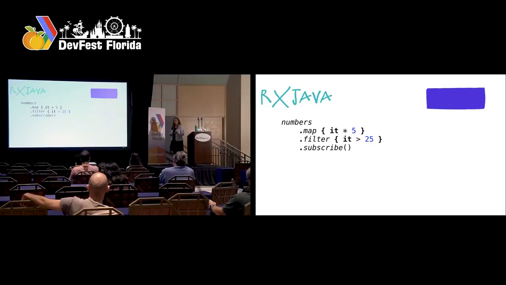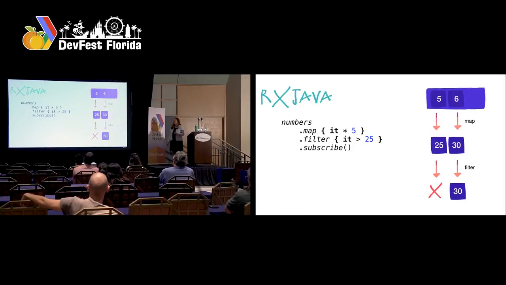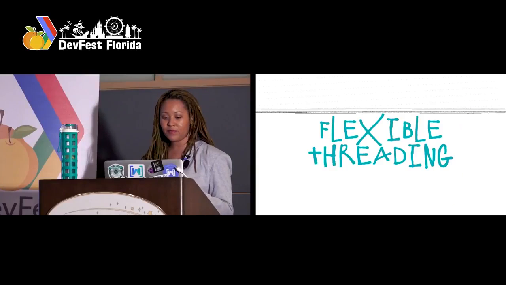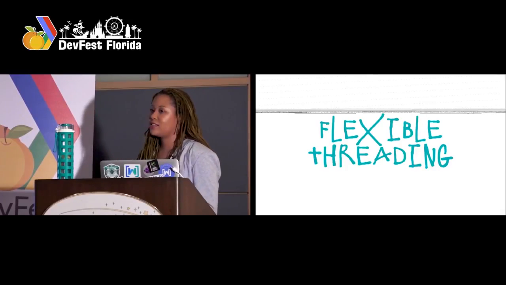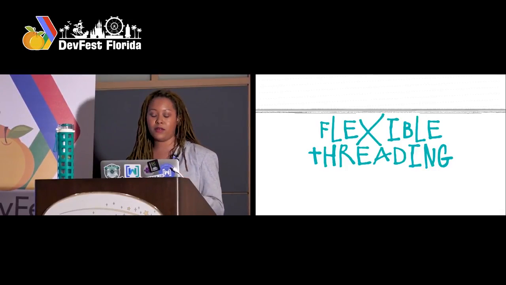All you're saying is, this is what I want you to do. When a number comes in, this is how I want you to handle it. So when 5 does show up, then it will go through the entire pipeline. And the same thing for 6, and the same thing for 7. So this is one reason why people really like working with RxJava, is that you can handle the data as it comes along. So another perk is that it has a very flexible threading model.